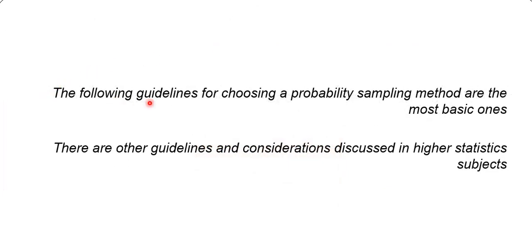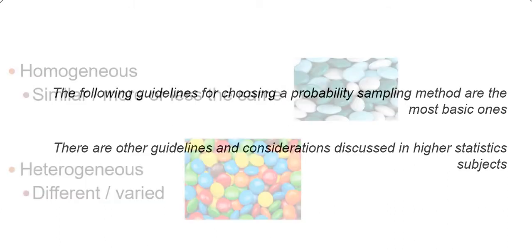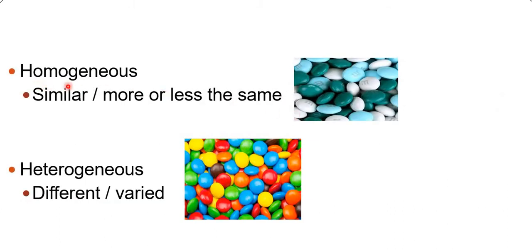Now, here are some guidelines for choosing a probability sampling method. Now, there are other guidelines, but they are discussed in higher statistics subjects. So, to select a probability sampling method for our analysis, we shall consider the following. Whether the data is homogeneous, which means similar or more or less the same, just like these M&Ms, or if our data are heterogeneous, meaning they are varied or they are different, just like this set of colored M&Ms.